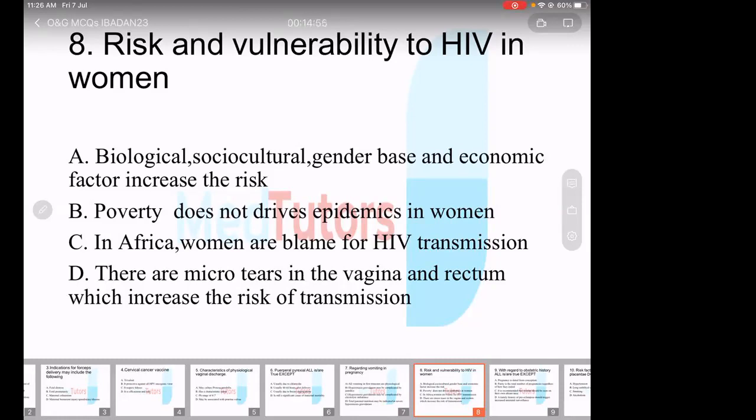Of course, poverty drives epidemics of HIV in women, because in the poor population, they are at more risk of going into prostitution and the rest, so they are at more risk of developing HIV. C, in Africa, women are blamed for HIV transmission. Yes, this is true, women get blamed. And then D, micro tears in the vagina and rectum can increase risk of transmission, which is also true. So the only odd option, which is false here, is poverty does not drive epidemics in women.